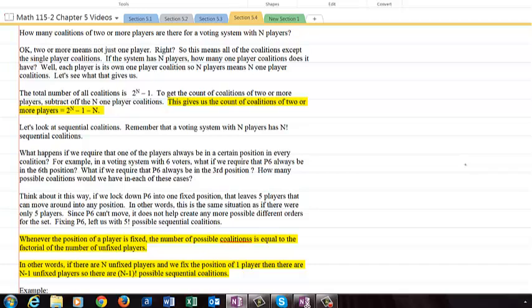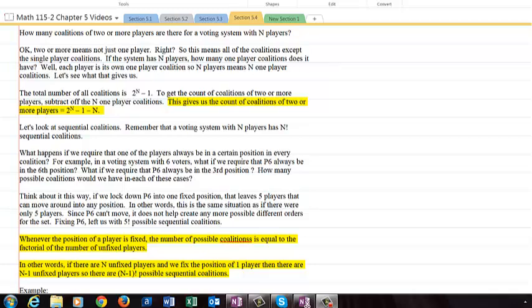Let's see what this gives us. The total number of all coalitions is 2 to the n minus 1. To get the count of coalitions of 2 or more players, subtract off the n one-player coalitions. This gives us the count of coalitions of 2 or more players: 2 to the n minus 1 minus n.